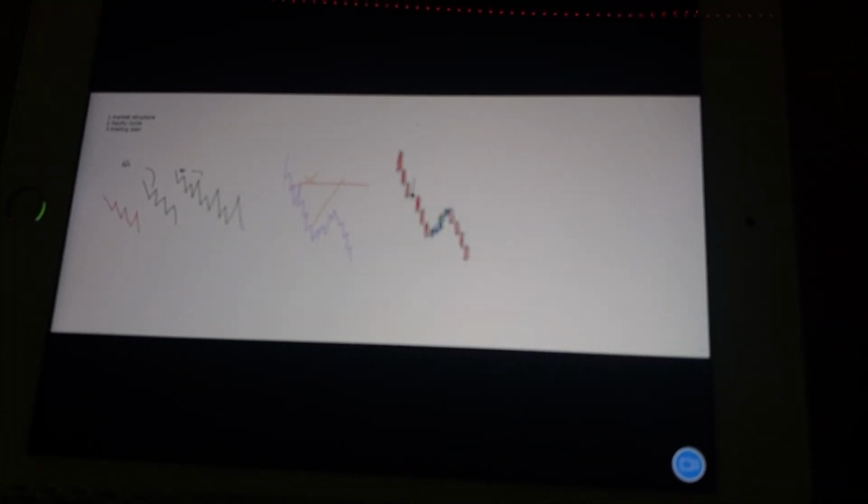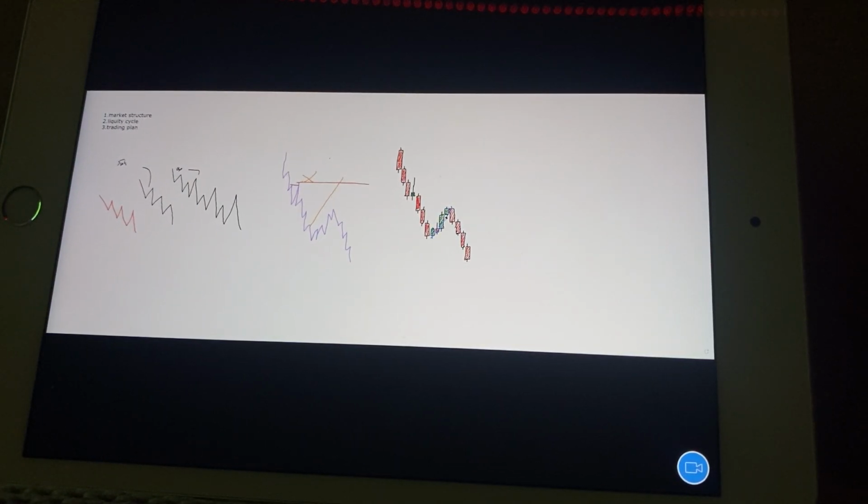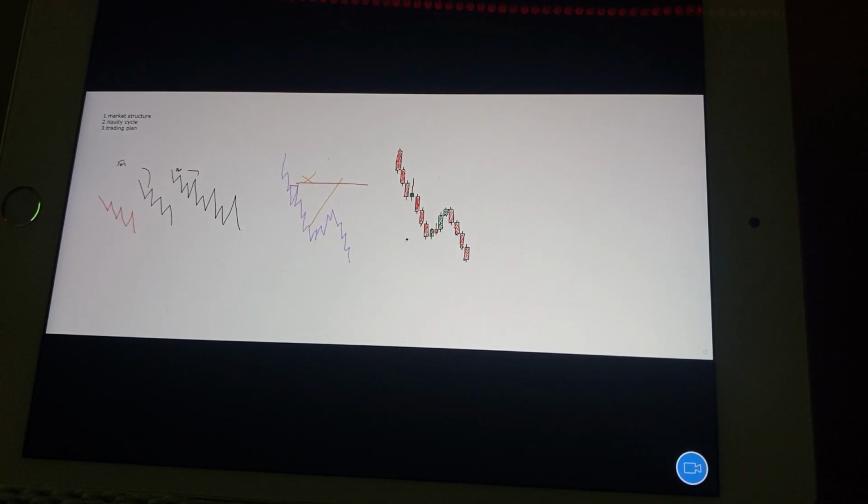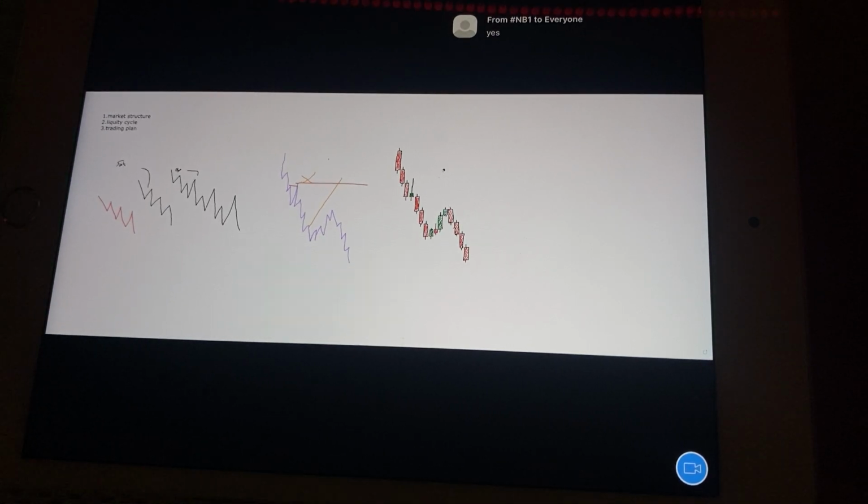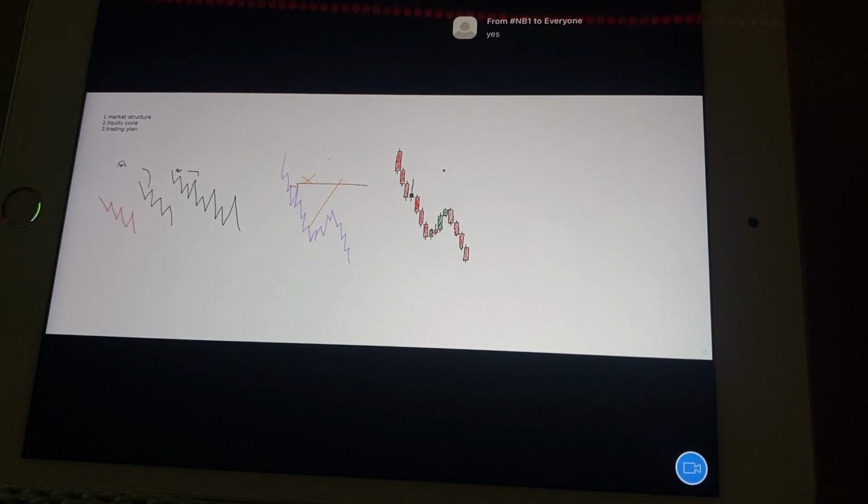Okay, this is a correction within this bullish push here. Does that make sense finally now? Yes. Yes, it does. Okay, now understand this.